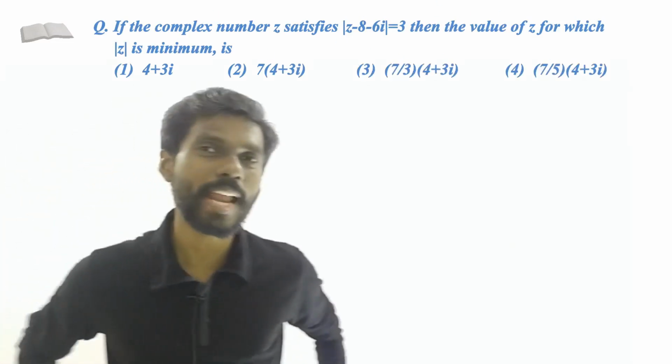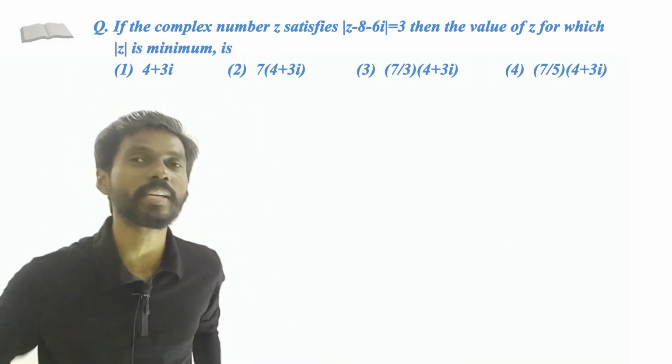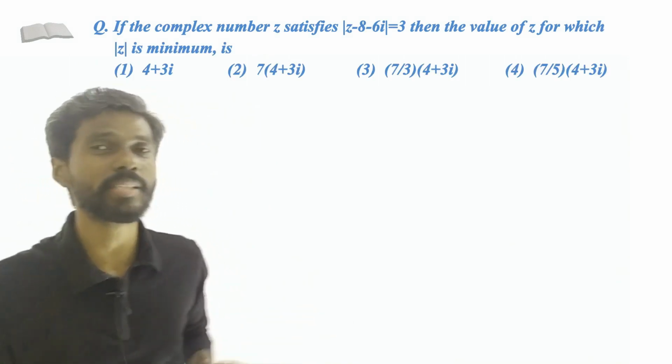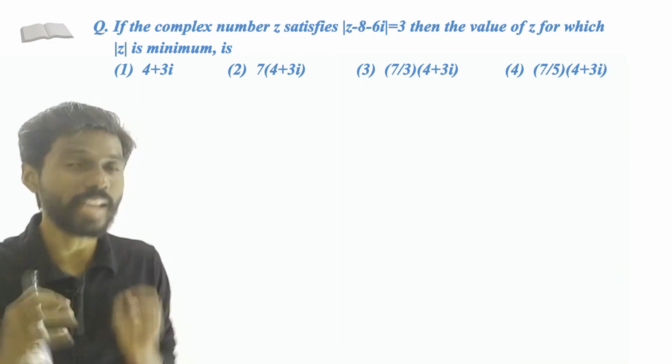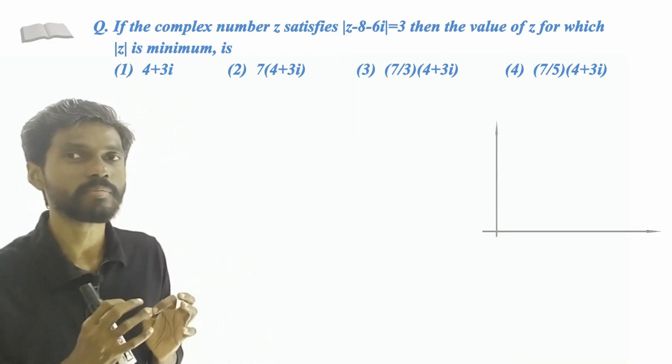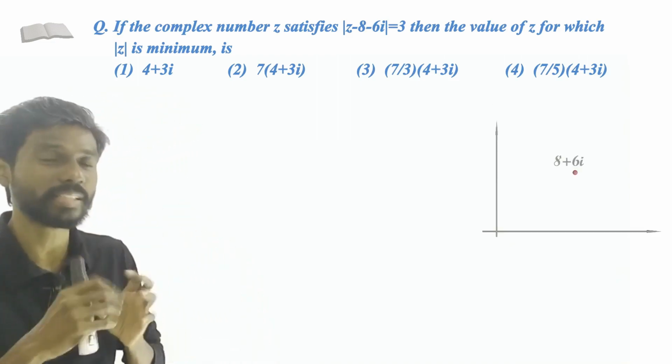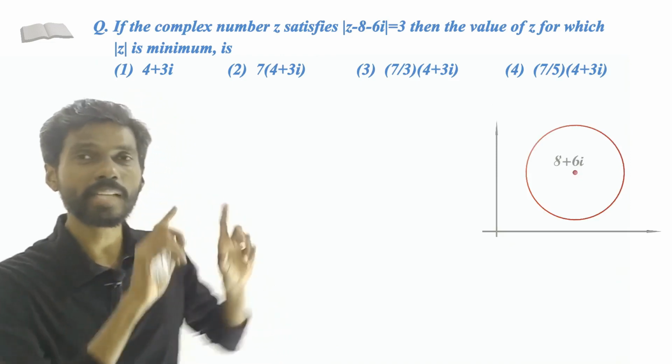This question is similar to the last question. Here also we have z satisfying the condition modulus of z minus 8 minus 6i equal to 2. That means z lies on a circle whose center is 8 plus 6i and radius is 3. So z lies on a circle.